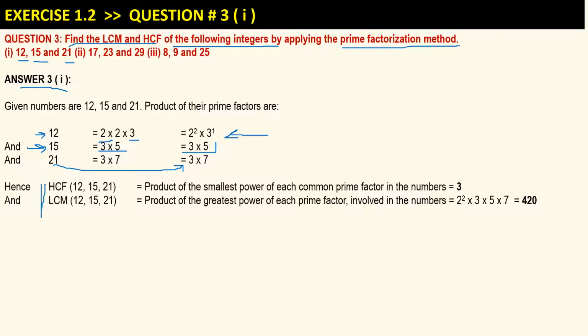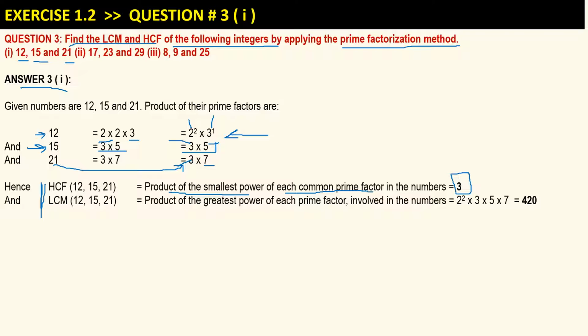So if we see this now, we can find HCF and LCM very easily. HCF is the product of the smallest power of each of the common prime factors in the numbers. In the case of 12 we have 2 and 3, in the case of 15 we have 3 and 5, and in the case of 21 we have 3 and 7. So the only factor which is common is 3, and its smallest power will be 3 raised to power 1. So we get 3 here as the HCF.